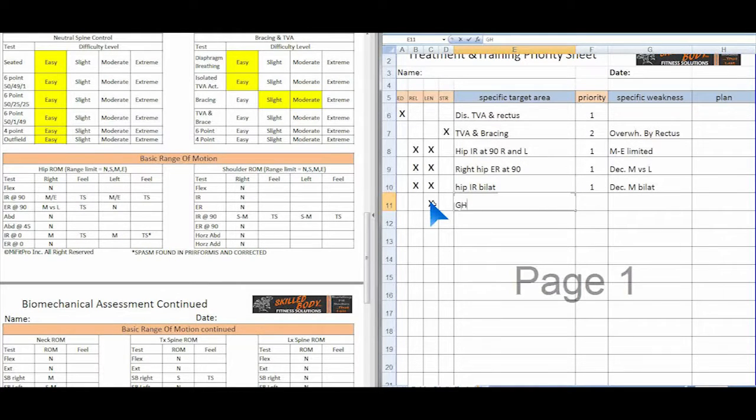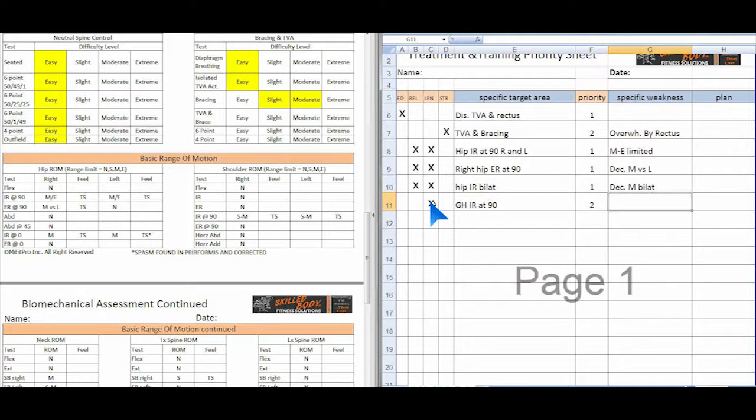And my shorthand for shoulder is GH, glenohumeral joint. Shorthand makes it a lot easier. It sort of looks like Greek to your clients. So shoulder internal rotation at 90 is the target area. I'm going to put it as a priority 2 item, so I'm going to fit it in when I can. I'm not going to delay necessarily, because I'd like to make sure that that does change because it's an imbalance between internal and external rotation, but I'm not going to put it as a priority 1 item.